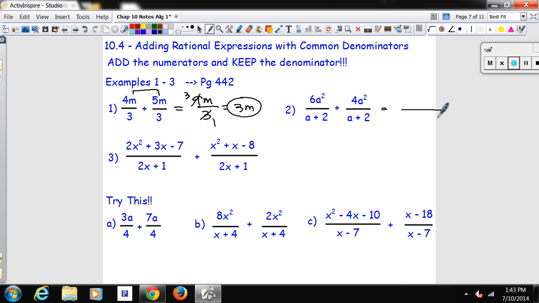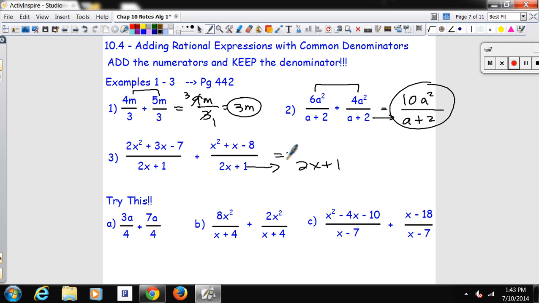Keep your denominator. When the denominators are the same, you keep the denominator. Combine any like terms you see, you get 10a squared. That one's actually done. Again, you have the same denominator, you keep that denominator. Find like terms. You're going to get 3x squared.